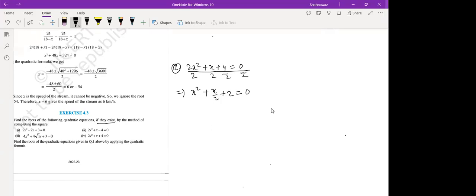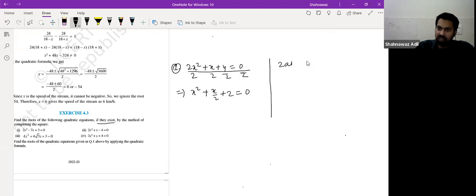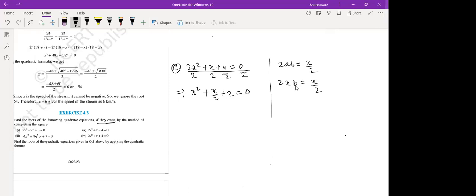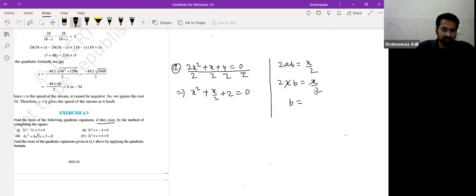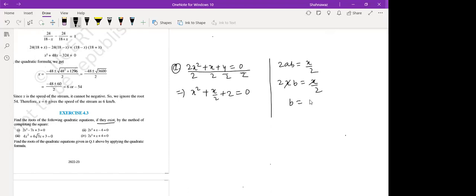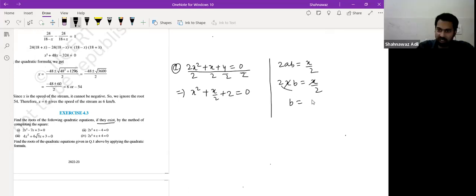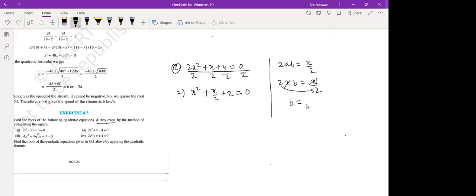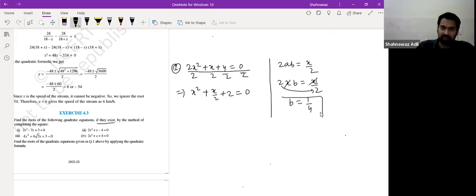Now our 2ab term is x by 2. A is x, so this cancels, and b is how much? So this 2 comes here, so b is 1 by 4, right? Correct. So now we just have to add and subtract the square of it: 1 by 4 square and minus 1 by 4 square, and this is plus 2.